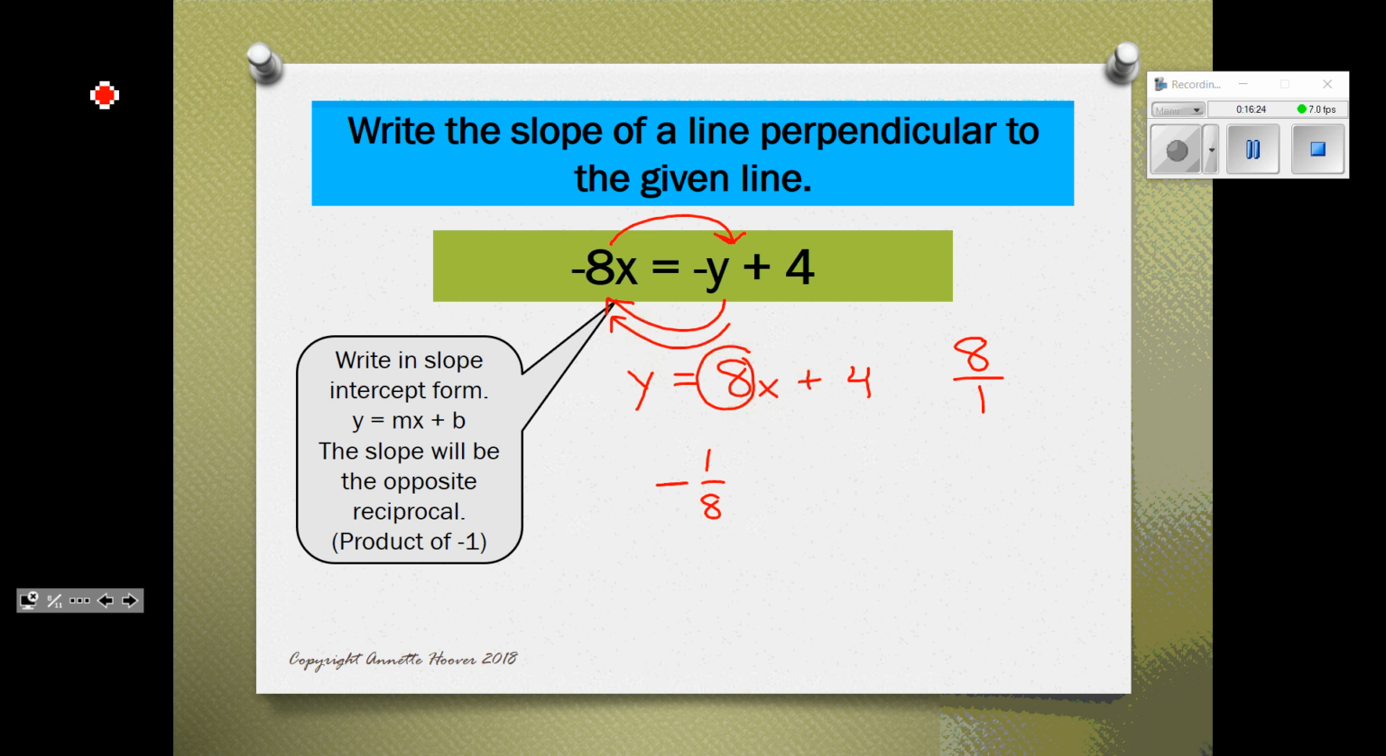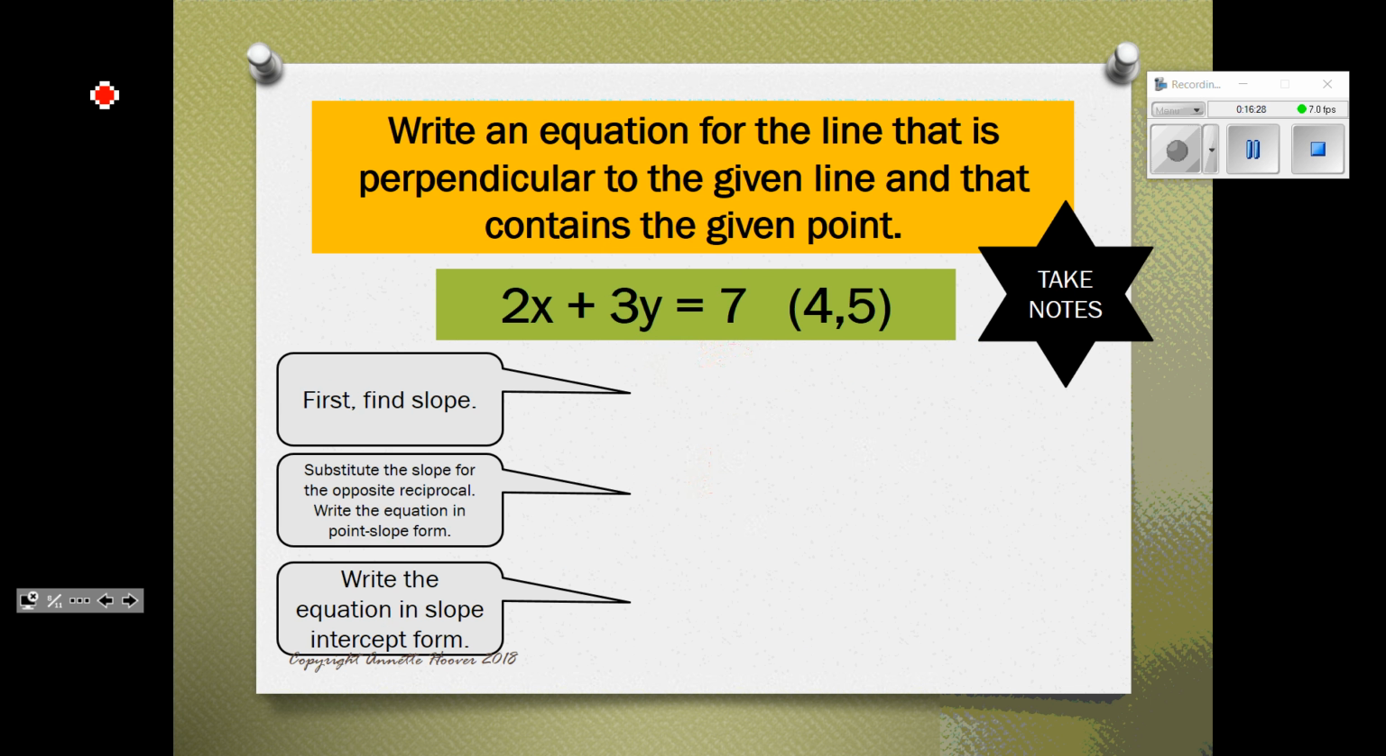So the slope of a line that would be perpendicular would be negative 1/8. So let's see how we would use our point slope form. Here we have an equation. We want to find an equation of a line that would be perpendicular to this one, but contain this point. Always look to see if you're looking for perpendicular or parallel. Parallel, same slope. Perpendicular, the opposite reciprocal.